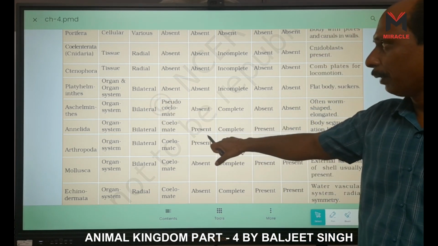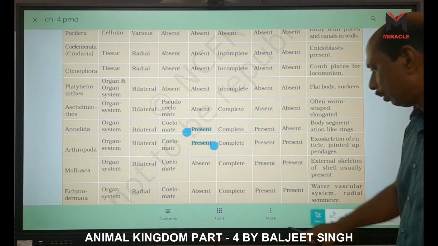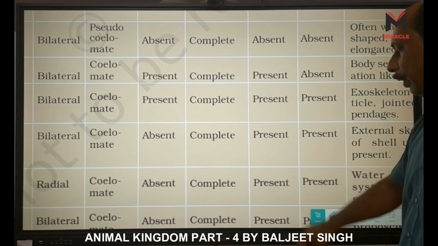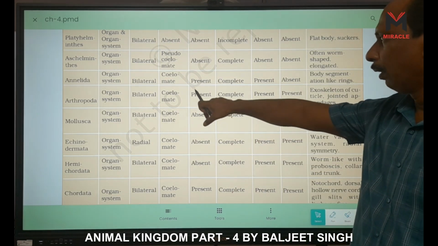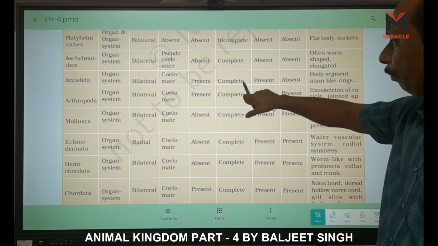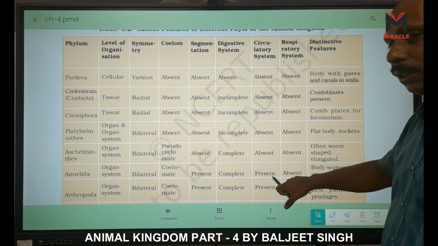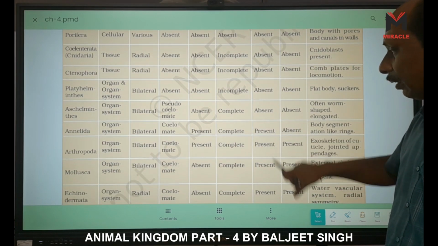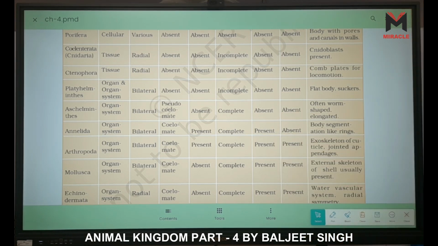Now what is present here? Segmentation is present here. This segmentation is called metameric segmentation, right? Metameric segmentation present. Digestive system complete. Now respiratory system and circulatory system are present. And which type of circulatory system is present? Closed blood circulatory system is present.